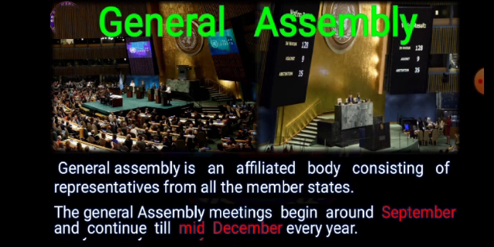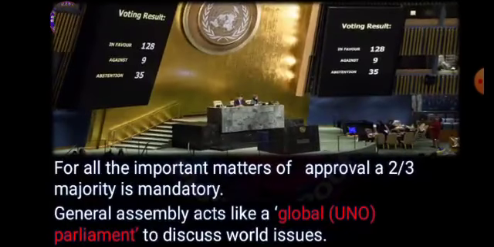And there are some important decisions taken here during the meeting, such as on peace and security, on the admission of new members, and on budgetary matters, where at least a two-thirds majority is mandatory to pass any issue, and all other decisions in the meetings are taken on questions by a simple majority. There is also a president who is elected here every year for a term of 1 year.